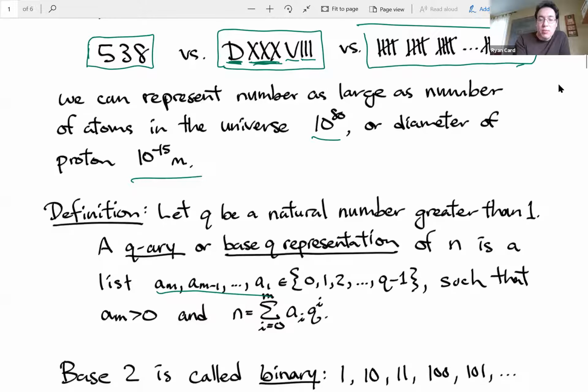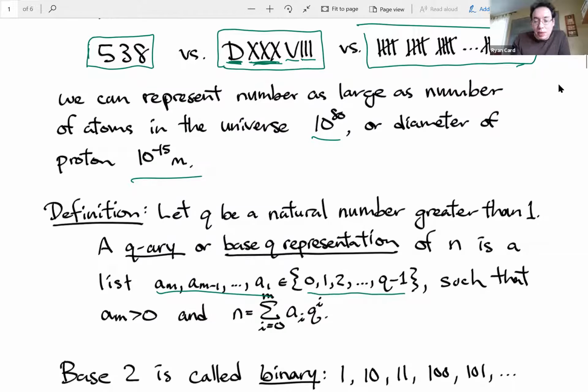These coefficients will range anywhere from 0 all the way up to 1 less than the base. With the base 10 system, we're looking at 0, 1, 2, all the way through 9, 10 minus 1. If you're looking at the binary system, like a q-ary system, you look at just the digits 0 and 1, because 1 is 1 less than 2. Or if you're looking at a 7-ary system, you use coefficients 0 through 6.